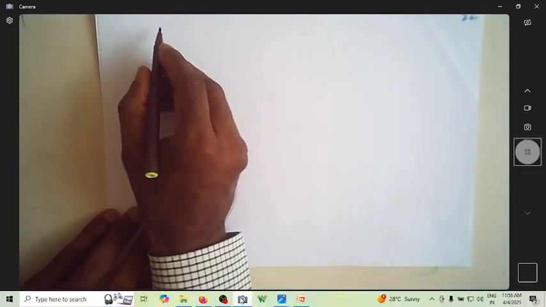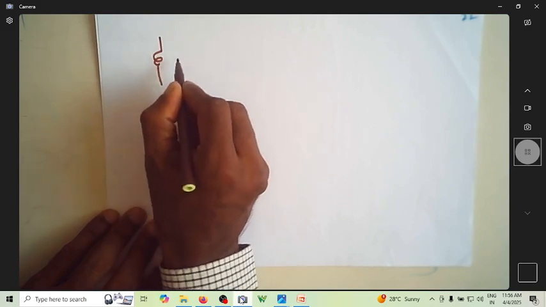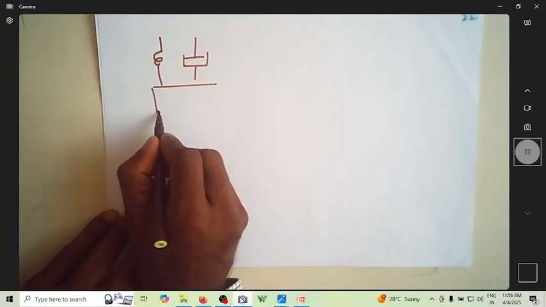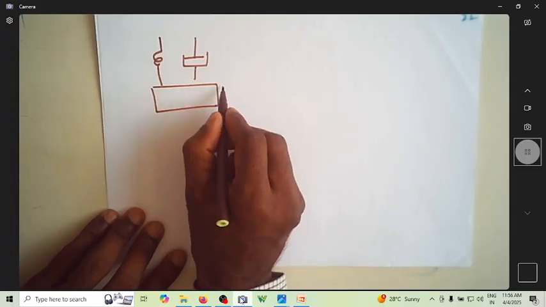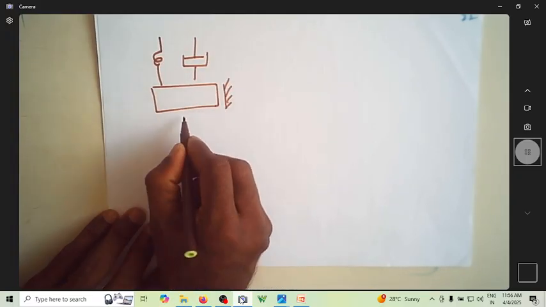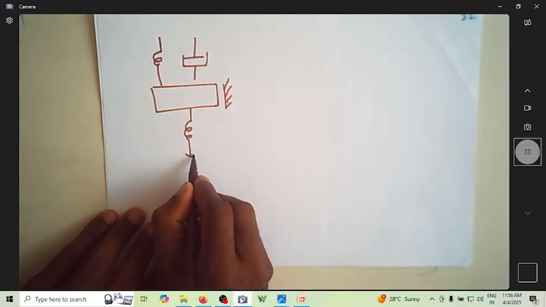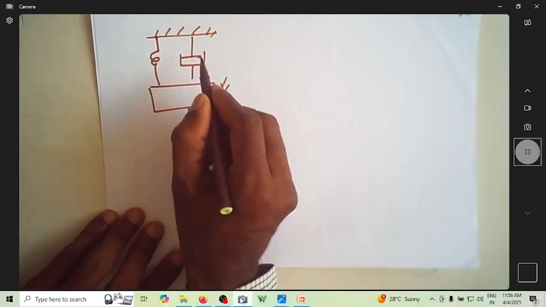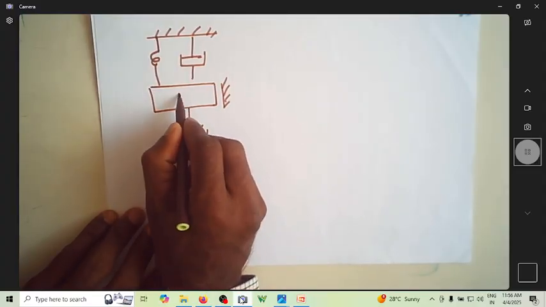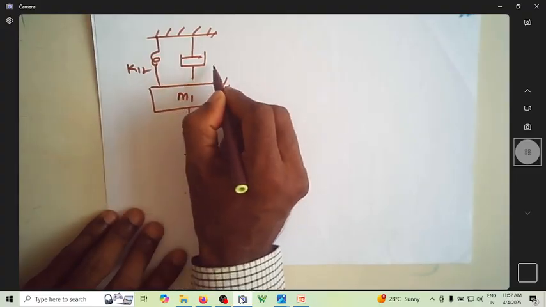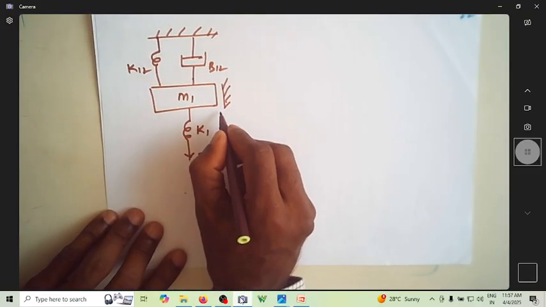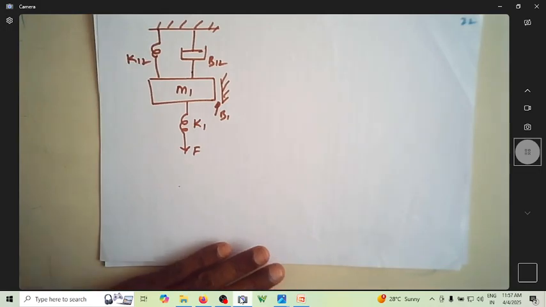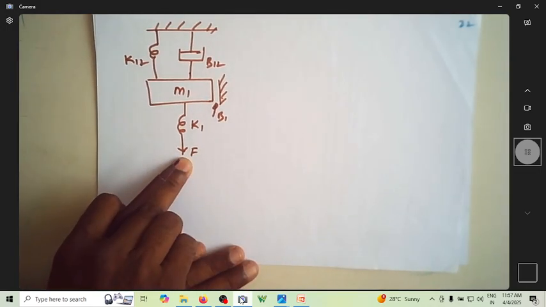Let us consider a system which is something like this. This is another. Let me apply a force F. Let this be the rigid body. Let me say this is K1, M1, K12, B12. Some naming here. I'm just giving this as B1, so there is a friction B1 here. Now this is the force that is applied.